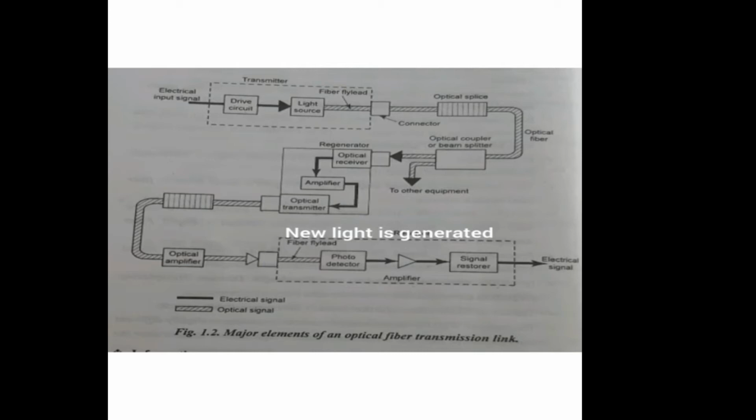Okay. So in the receiver section, we connect the photodetector, amplifier and signal restorer. The function of the photodetector is to convert the optical signal to an electrical signal, that is, a new current is generated. Near the photodetector, the amplifier, that is the receiver side post-amplifier, is connected. I told you there are three types of amplifier. So it is the post-amplifier. In the receiver section, it amplifies the signal.